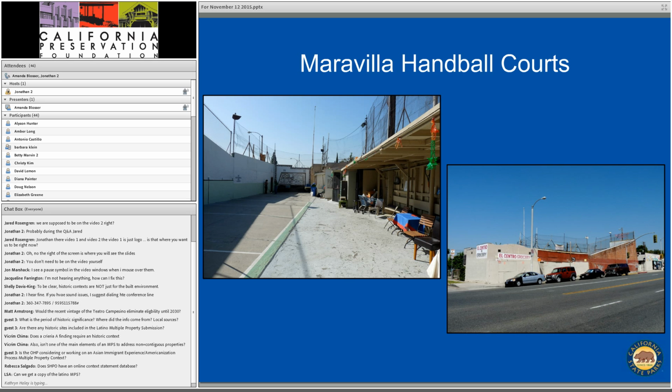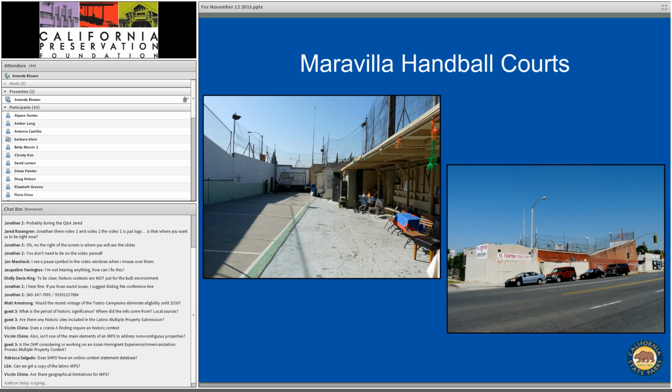Think of a multiple property submission as allowing individual properties to be nominated in an easier fashion because all of the context is written up front. So yes, by nature, individual nominations are discontiguous, I would say. But anyway, did you already answer? Yes, you can get copies of the Latino multiple property submission. It's posted on our website in that library that Amanda just mentioned, but also we may have a few hard copies left around from a short run that we published.